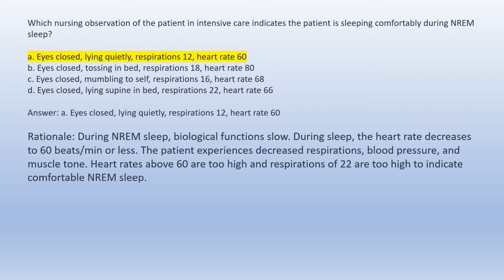Answer: A. Eyes closed, lying quietly, respirations 12, heart rate 60. Rationale: during REM sleep, biological functions slow. During sleep, the heart rate decreases to 60 beats per minute or less. The patient experiences decreased respirations, blood pressure, and muscle tone. Heart rates above 60 are too high, and respirations of 22 are too high to indicate comfortable REM sleep.